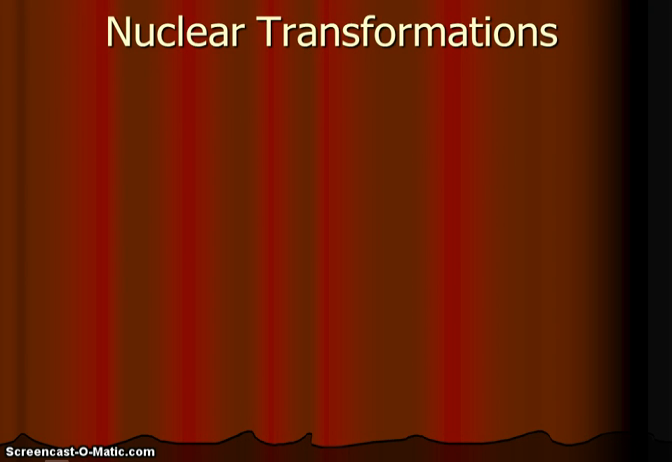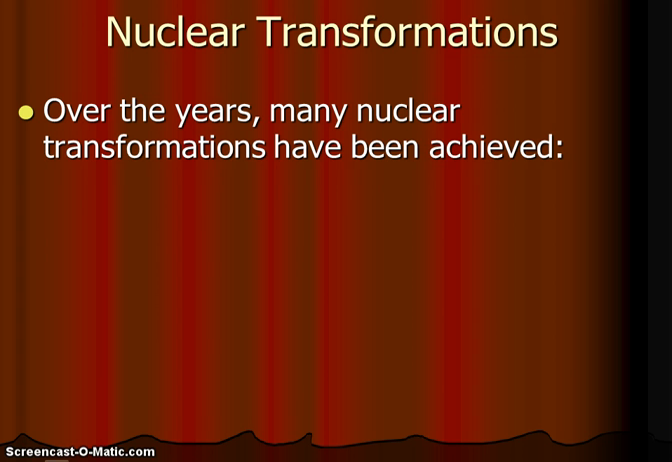Nuclear transformations. Over the years, many nuclear transformations have been achieved. Basically what we mean there is we take naturally occurring isotopes and we add particles to them and transform or transmutate them into other types of isotopes.